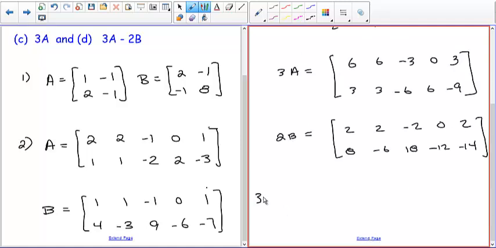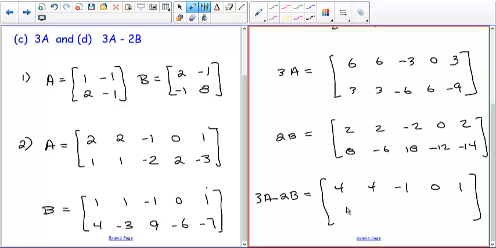And then the process of 3a minus 2b, I'll just take this and subtract that. 6 minus 2 is 4, 6 minus 2 is 4, negative 3 minus a negative 2, that's negative 3 plus 2, which is negative 1, 0 minus 0, 0. 3 minus 2 is 1. So that's the first row.